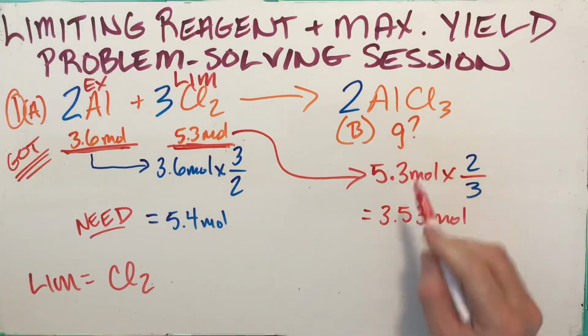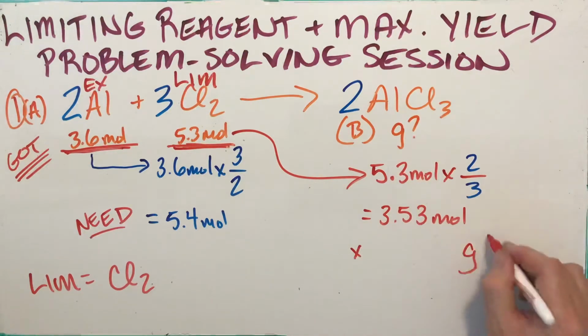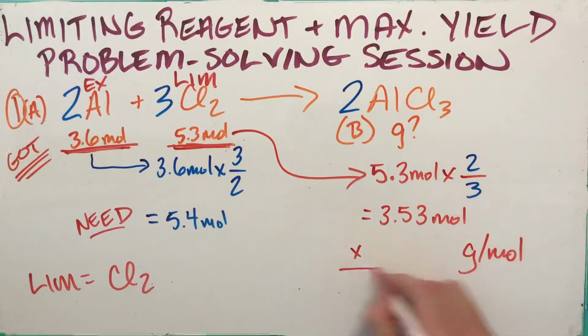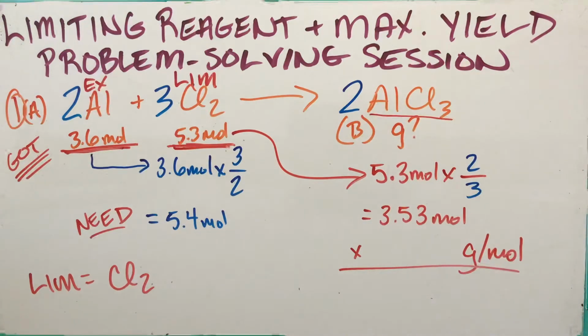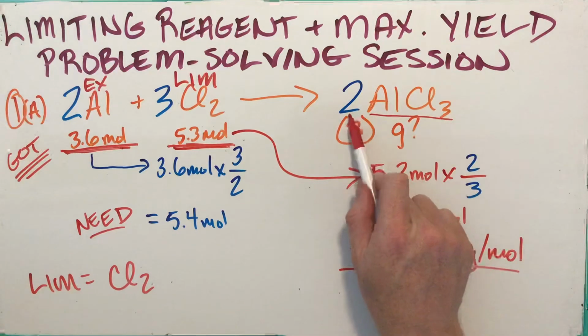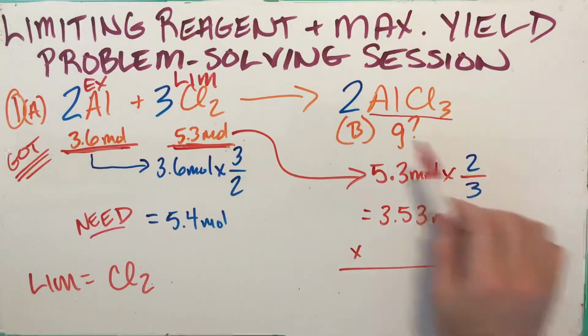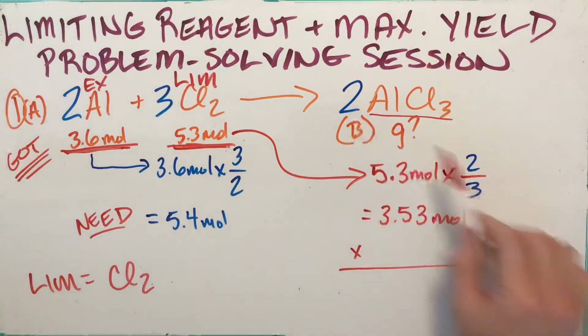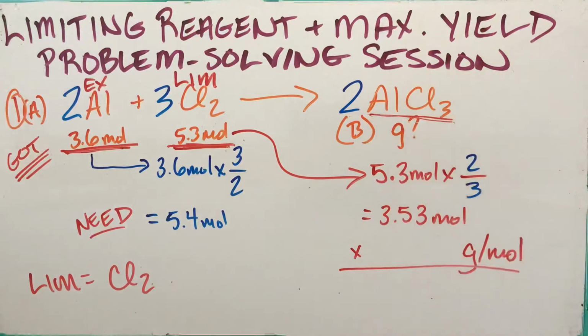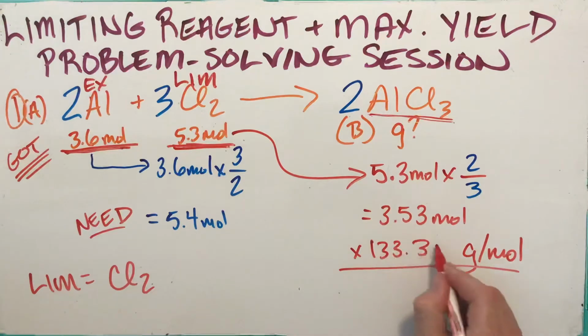Maximum yield is in mass, so I've got to multiply by the molar mass. I'll get out my periodic table and take a look. Now remember, you're only adding up Al and 3 Cls. This 2 is already used up here, so I'm not adding 2 Als and 6 Cls to get this number. The 2 is gone. I'm using just the formula. When I add those components together, I get 133.33 grams per mole.